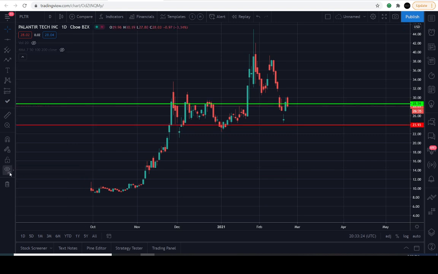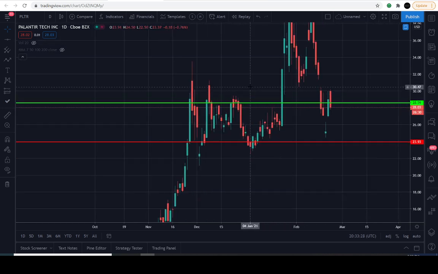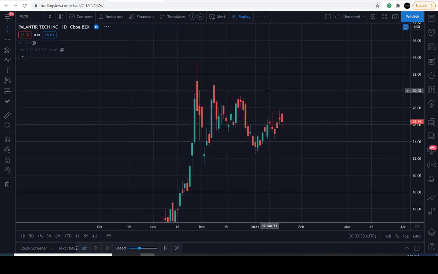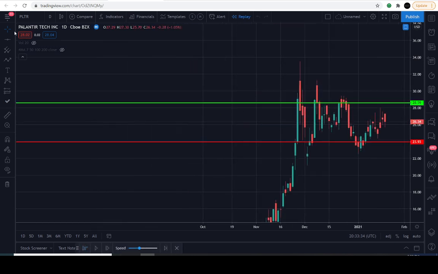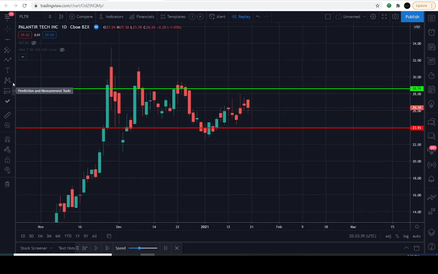So when I say before the move up, let me see if I could just put the line there. This is what we were looking at before the move happened to the upside. We had these two lines on the chart here. So 23.93 is this red line right here. And the overhead potential resistance line before it blasts out to the upside was $28.59.